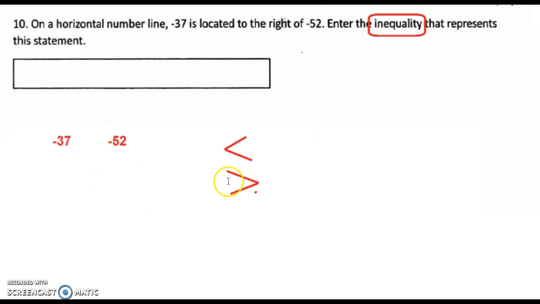And figure out which one would Chompy rather eat. Which one would this little alligator-looking mouth thing rather eat? I'd rather eat the bigger number, right? So our bigger number is negative 37 is greater than negative 52. Fight me! That's our answer.